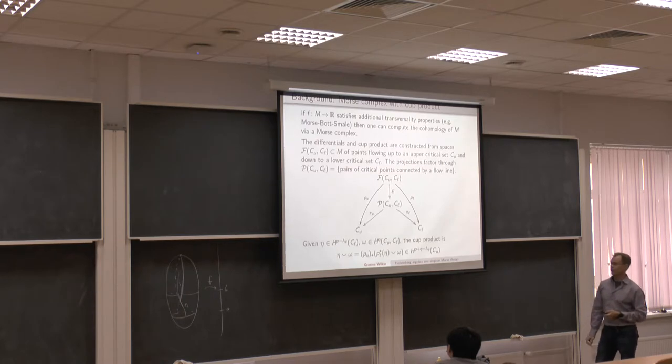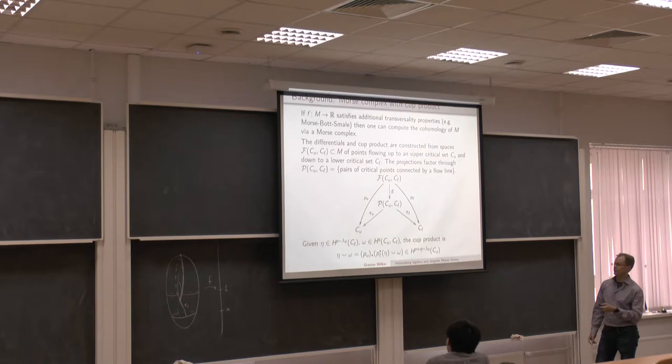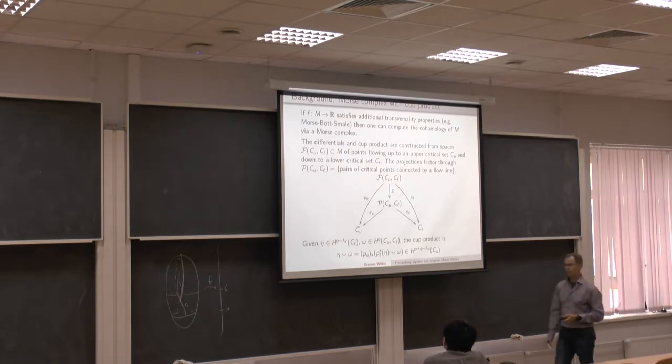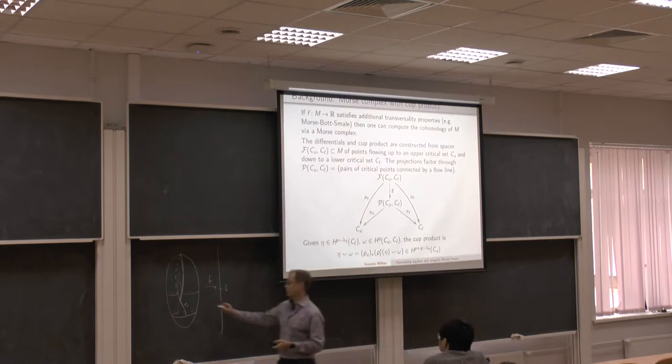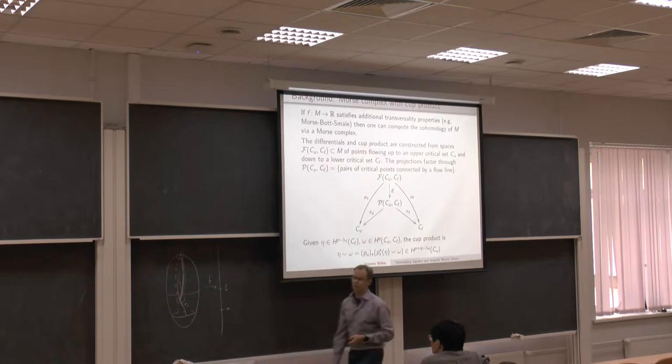If you take something in the cohomology of the lower critical set and something in the relative cohomology of these, this should be a space of flow lines connecting, so this should be an F. Then the cut product is just given by those push forms. You take the cohomology class, put it back up here, cut it with the cohomology class E1, and then push it back down to the upper critical set. So you're taking cohomology here and using the space of flow lines to map it to some cohomology support up in the Morse complex.